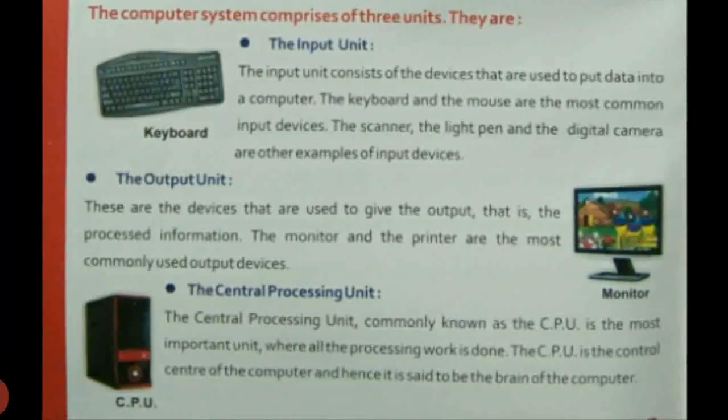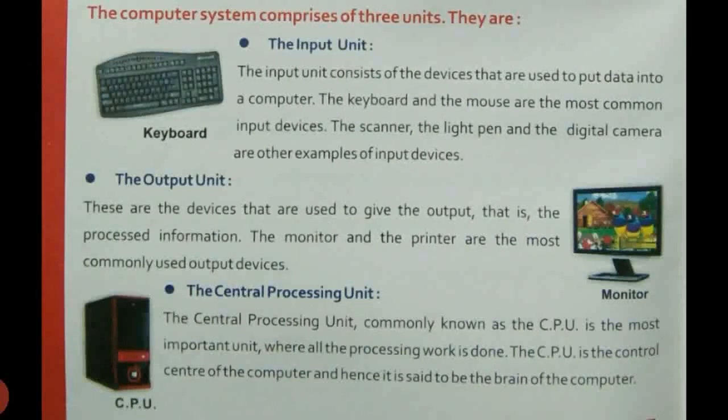The computer system comprises three units: the input unit, the output unit, and the central processing unit. Now we'll see them one by one. The input unit consists of the devices that are used to put data into the computer. The keyboard and the mouse are the most common input devices. The scanner, the light pen, and the digital camera are other examples of input devices.